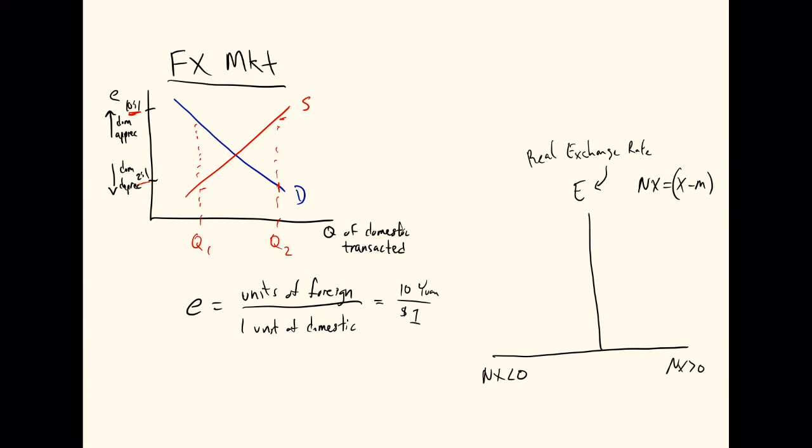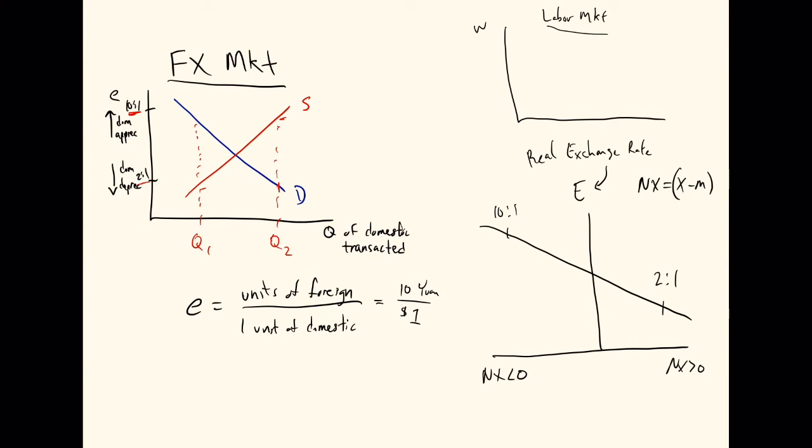We're going to use differing exchange rates along this slanted line. So this one here could be 10 to 1. And over here would be our 2 to 1. Now we're going to see how a change in the real exchange rate can have a meaningful impact on the U.S. labor market. So the U.S. labor market is up here. On our y-axis we have wage, and on our x-axis we have quantity of workers.